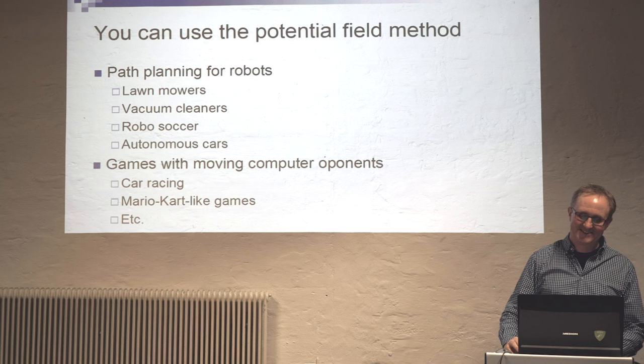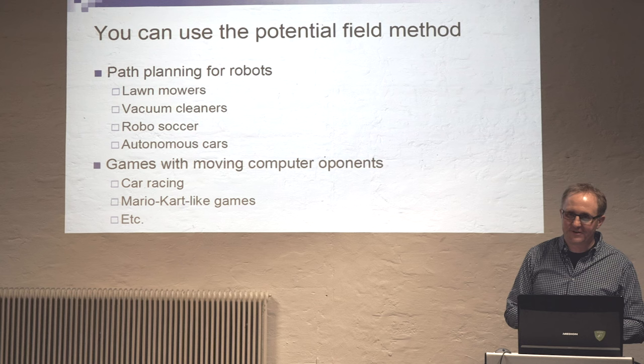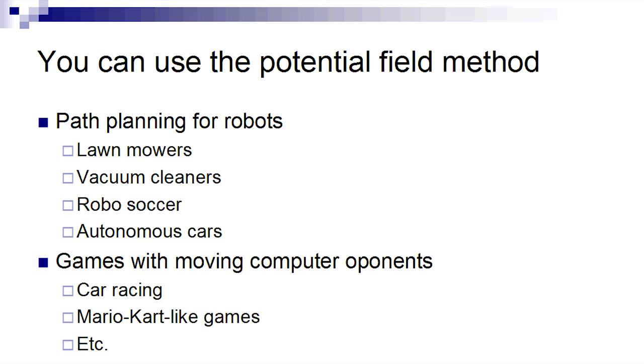On the last slide, what you can use this potential field method for, and what it has already been used for, is path planning for robots, like lawn mowers, which go around automatically over your lawn, like the vacuum cleaners. You have the sensors read the surroundings and then try to steer it in an intelligent way. It has been used for robot soccer. You maybe know these competitions where the students compete with their robots in soccer playing. You could use it for autonomous cars, at your own risk, of course.